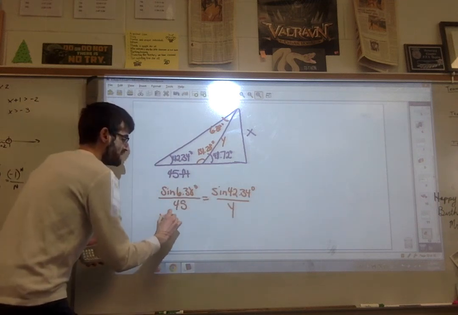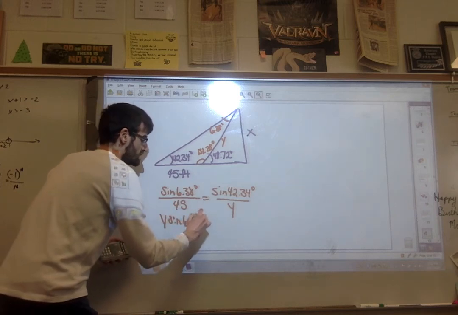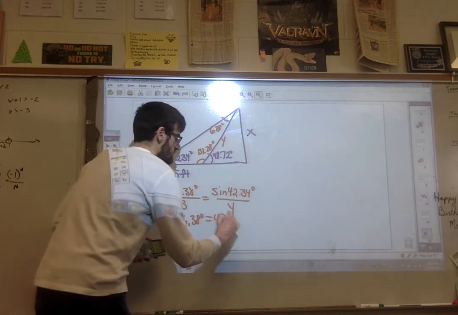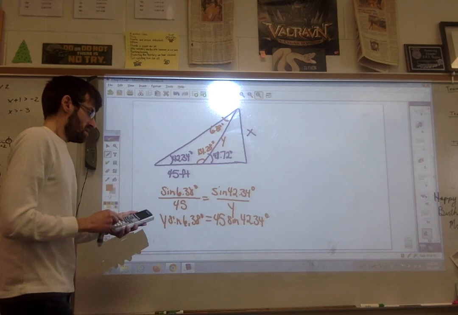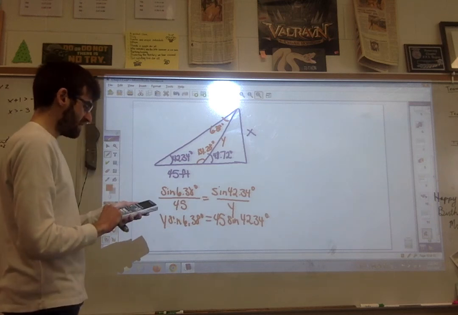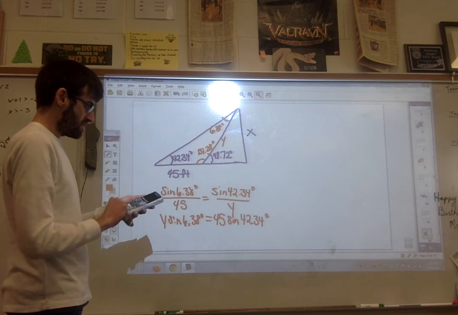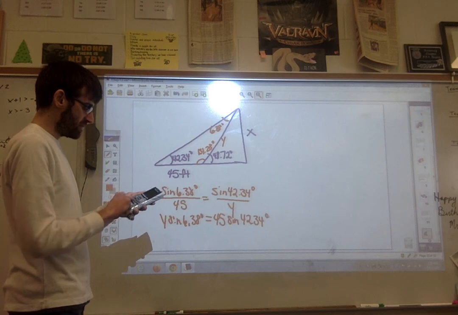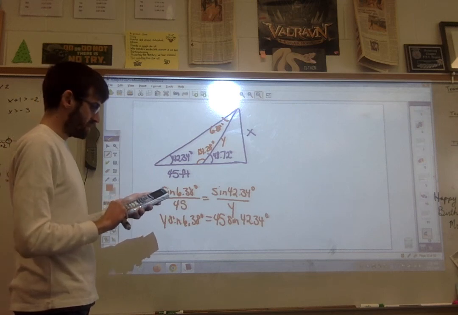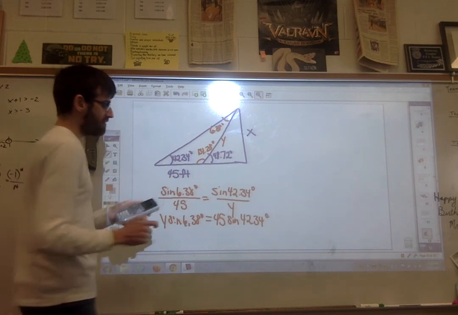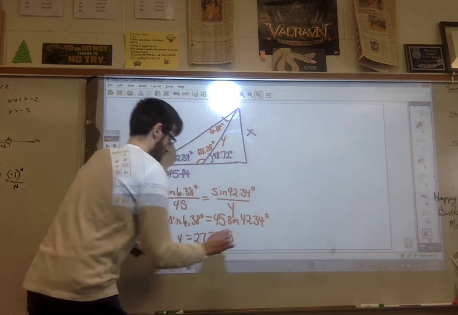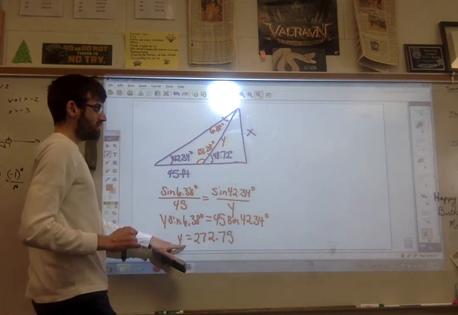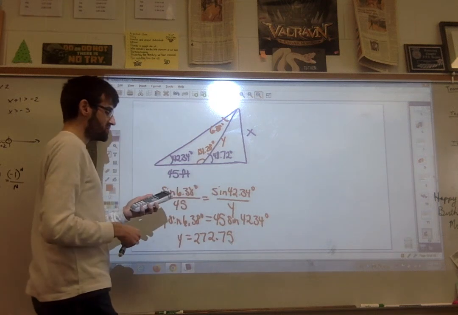I'm going to have y sine of 6.38 equals 45 sine of 42.34. So I'm going to divide by that. I'm going to have 45 sine of 42.34, close that parenthesis, divide by the sine of 6.38. That's going to give me 272.75. I'm going to use that right here. I am going to store that.